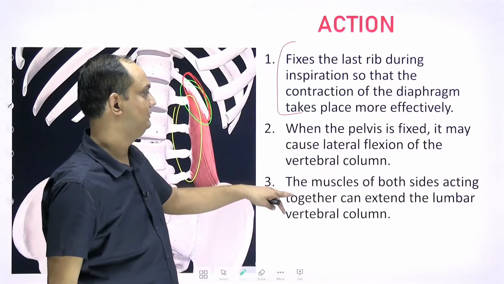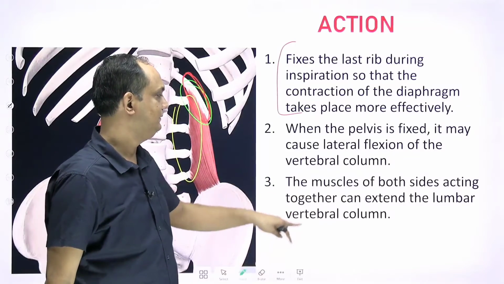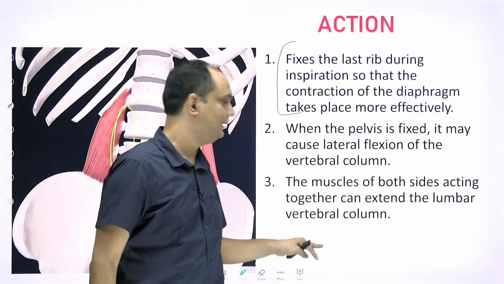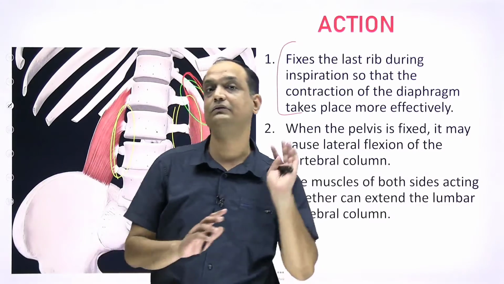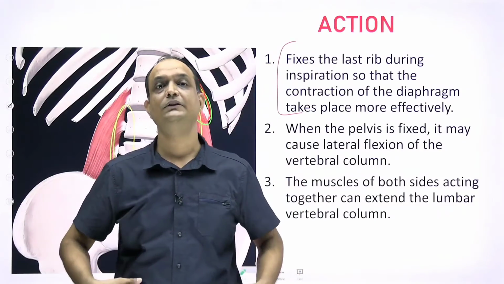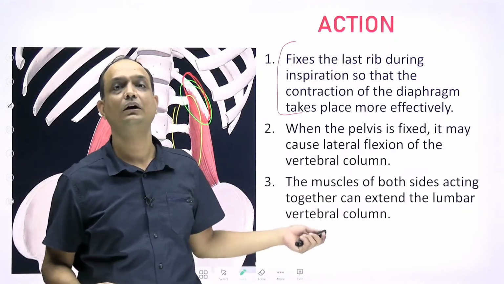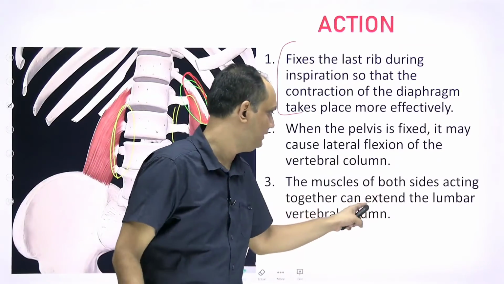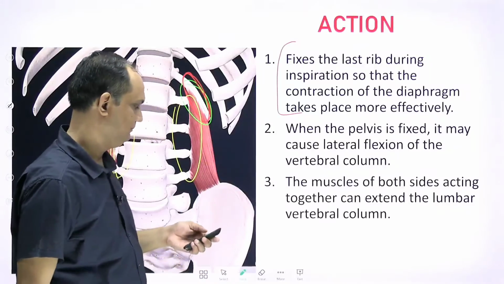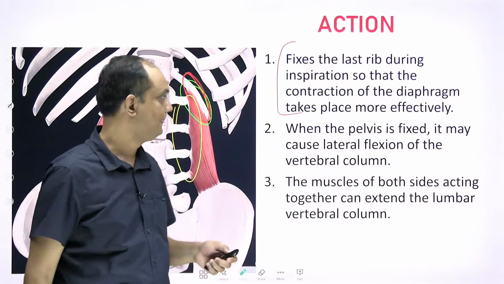Then if you have the muscles of both sides contracting, it can extend the lumbar vertebral column. That means it is not a flexor. While you have seen that psoas major is causing flexion, quadratus lumborum is not causing flexion. It may cause extension at the lumbar vertebral column.